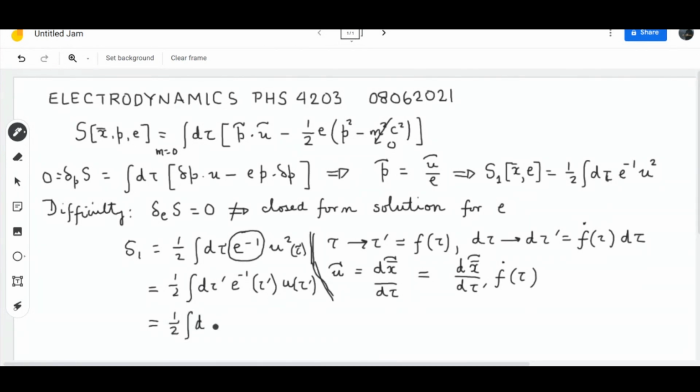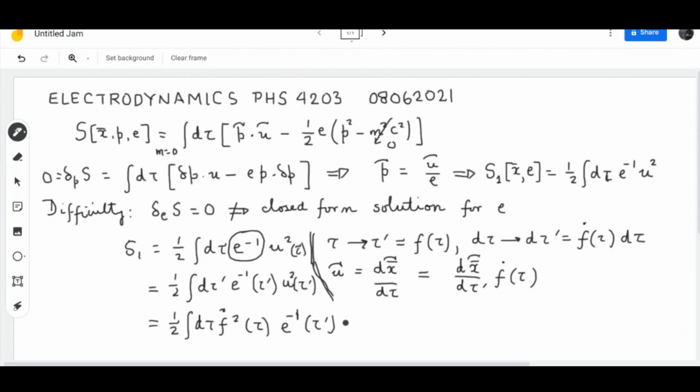So d tau prime, now we just write down these formulas, right? So d tau, then there's one f dot coming from here, but there's another f dot coming from here, so there's f dot squared of tau, E inverse of tau prime. Now E is a field which does not live in space-time. It's a field which lives on the curve. So I have to change this and tell you how E should transform in such a way. Oh, sorry, I've forgotten the U squared.